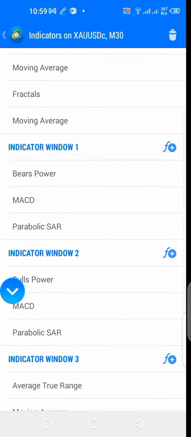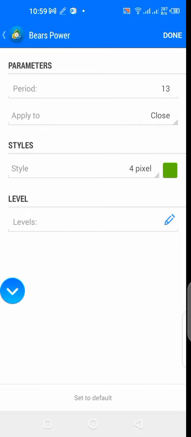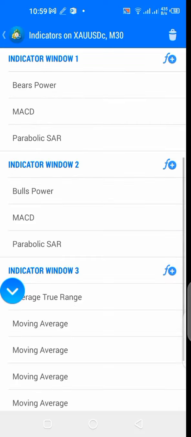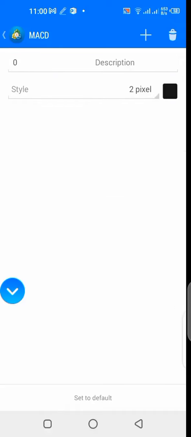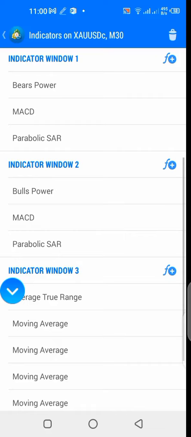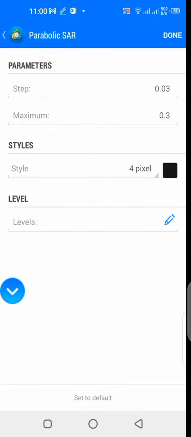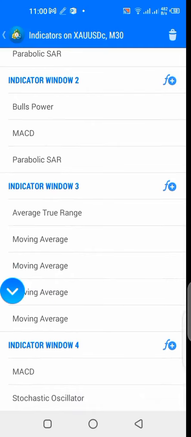Then for indicator window 1, we have the Bear's Power, MACD, and parabolic SAR. For the Bear's Power, period is 13, color is green. For the MACD, we have 12, 26, 9, color is green for the signal style. Of course, the MACD level is 0. Then for the parabolic SAR, we have step 0.03, maximum 0.3, color is black.